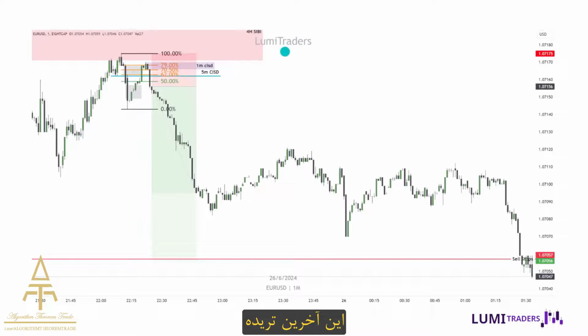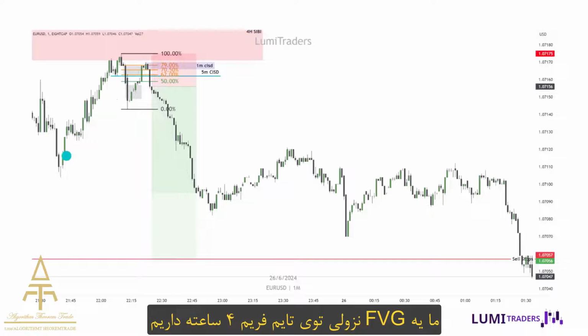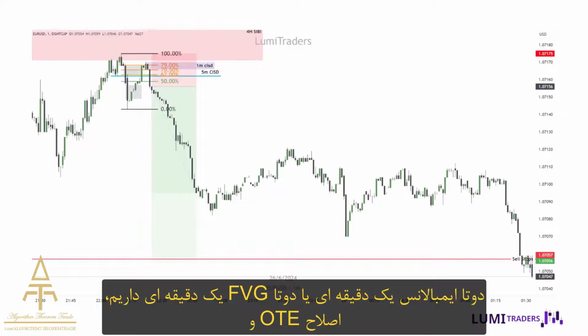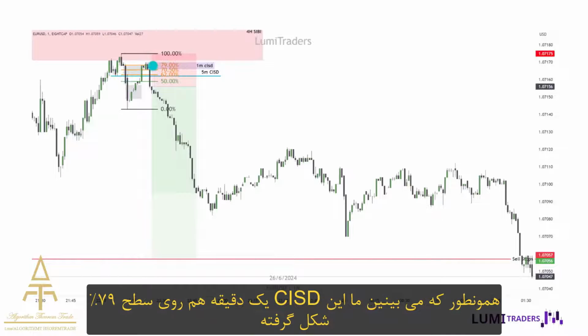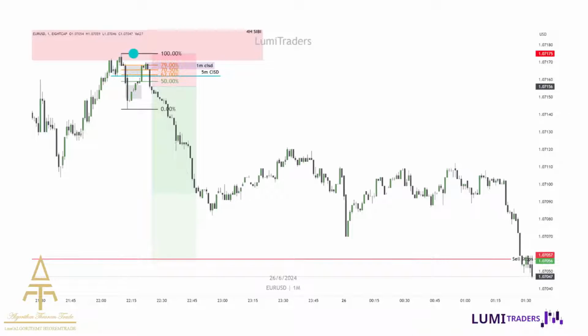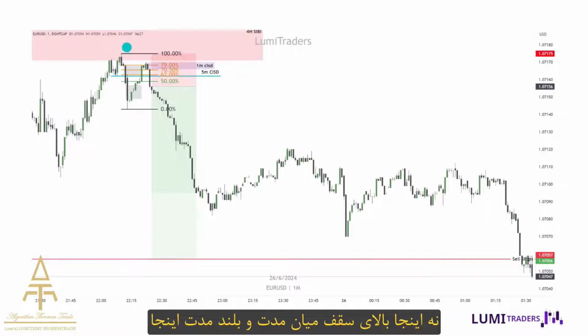Here's final trade for us. We got 4-hour bearish fair value gap. We got 5 minute change in the state of delivery. We got two 1 minute fair value gaps, OT retracement. As we can see here, 1 minute change in the state of delivery was formed at 79%. At this point, I'm going to place my stop loss above buy side liquidity right here. Not right here, above intermediate term high, long term high right here.